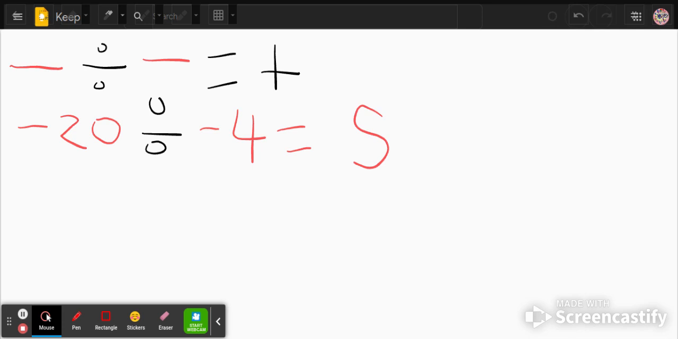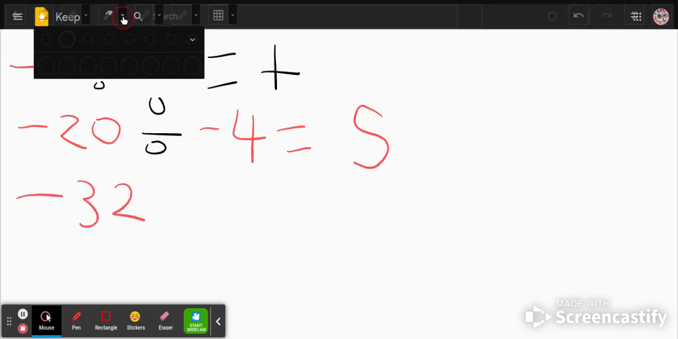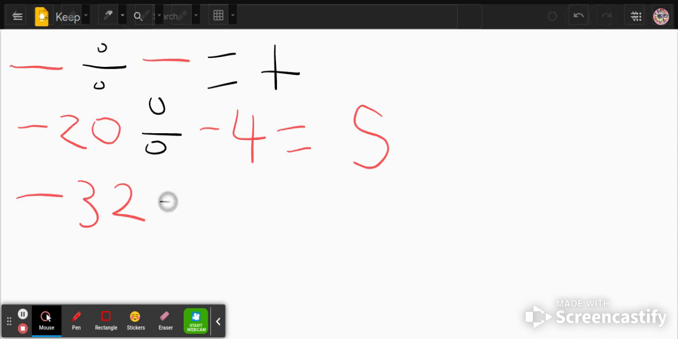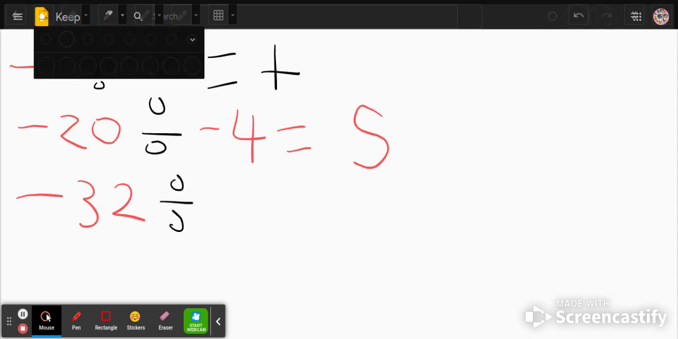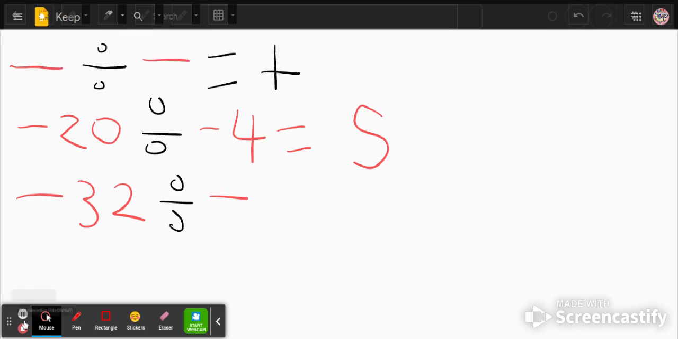And another example could be negative 32 being divided by negative 4, which would give us positive 8. Those would be the rules for dividing integers.